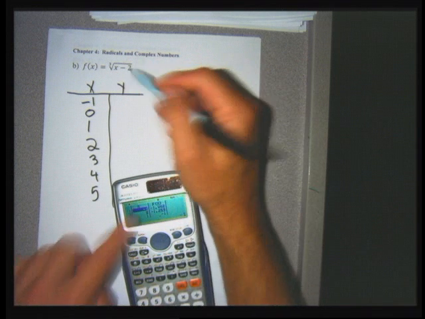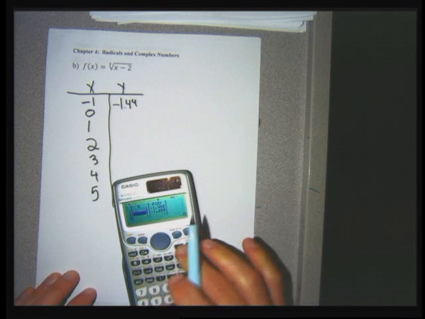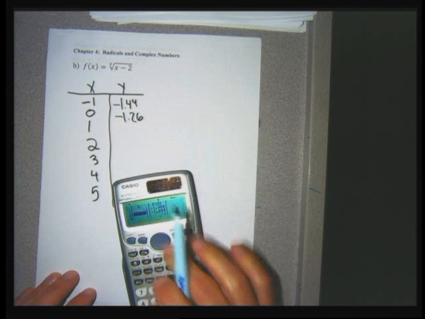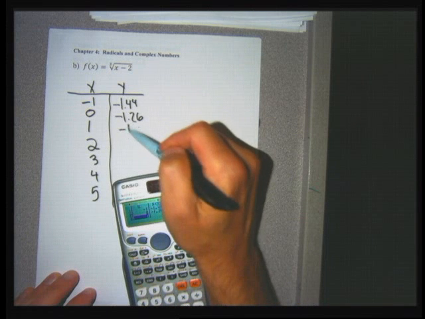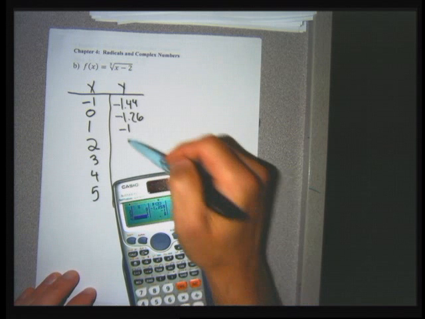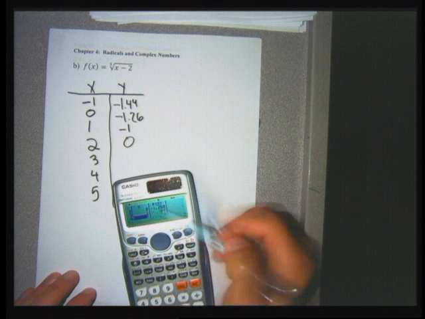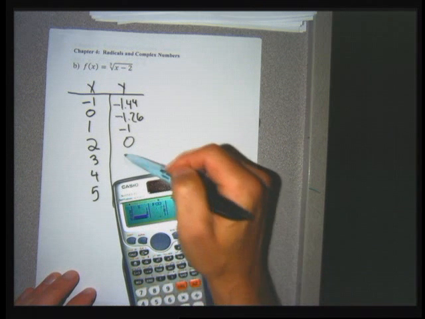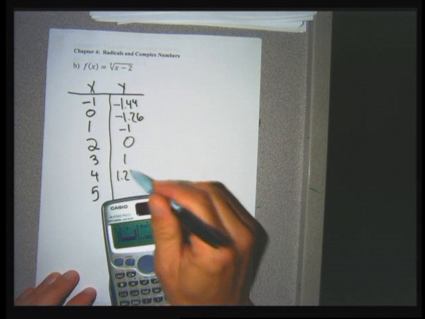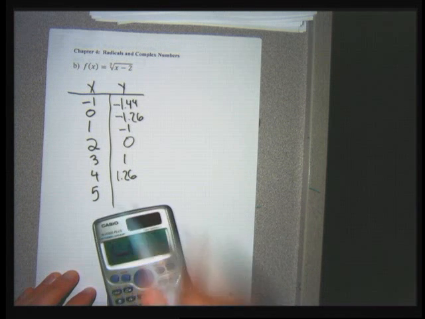So the first point is the point -1, -1.44. The second point is the point 0, -1.26. The third point is the point 1 and -1. The fourth point is the point 2 and 0. So the numbers in the left-hand column just say first, second, third, and fourth point. The actual points are the second 2 columns. The fifth point is the point 3 and 1. The sixth point is 4 and 1.26. And the seventh and last point is 5 and 1.44.